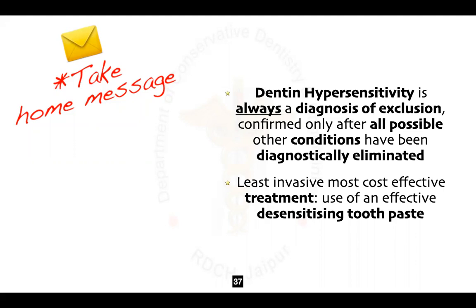स्पष्ट शब्दों में अगर मैं बोलूं तो it means पहले बाकी सारा इलाज करो, dentin hypersensitivity will be taken care of by that only. If you've taken care of all the other conditions which the tooth is affected by, your dentin hypersensitivity is 90% dealt with already, right? Other conditions have been diagnostically eliminated. Least invasive, most cost effective treatment that you can prescribe to your relatives and your patients and your dear ones is to use an effective desensitizing toothpaste that you already do, but you should know कौन सा क्या based है, कौन सा क्या mode of action है, right?